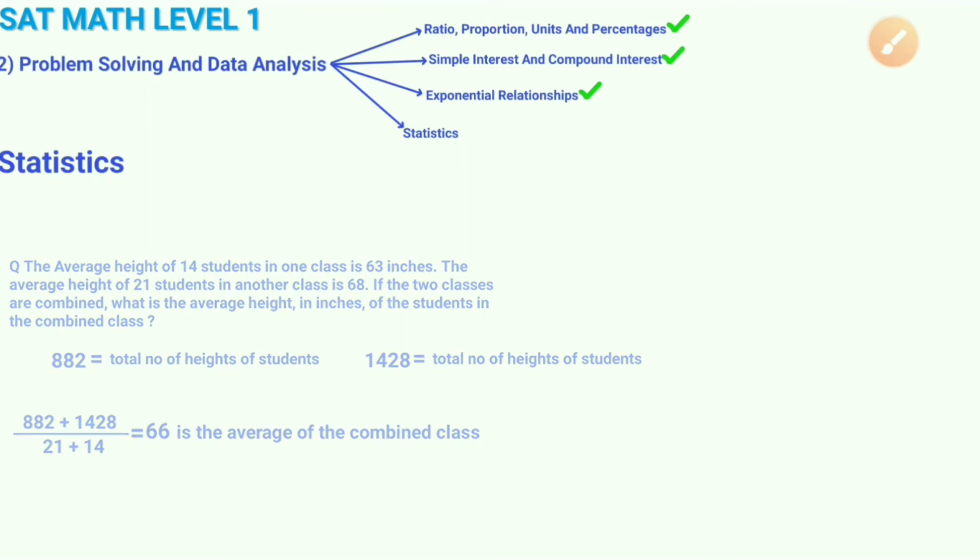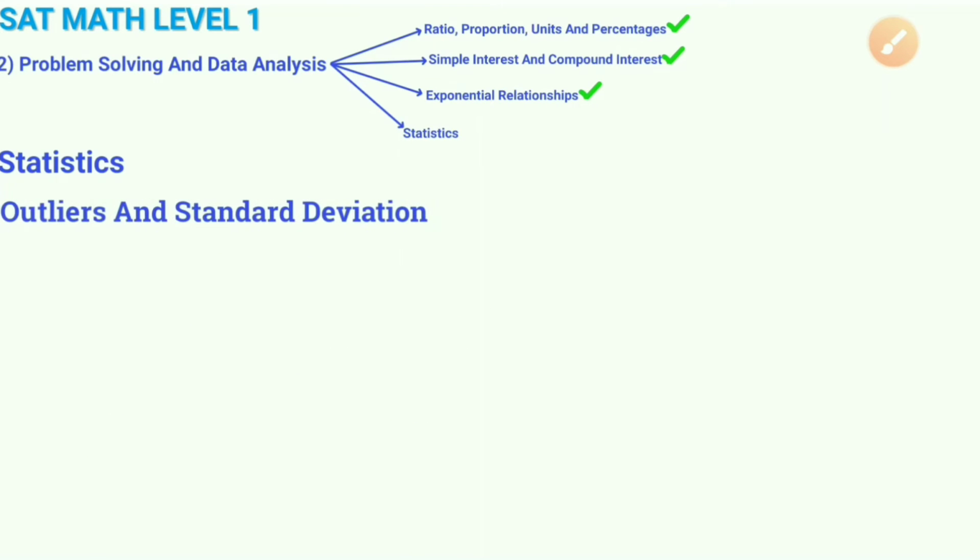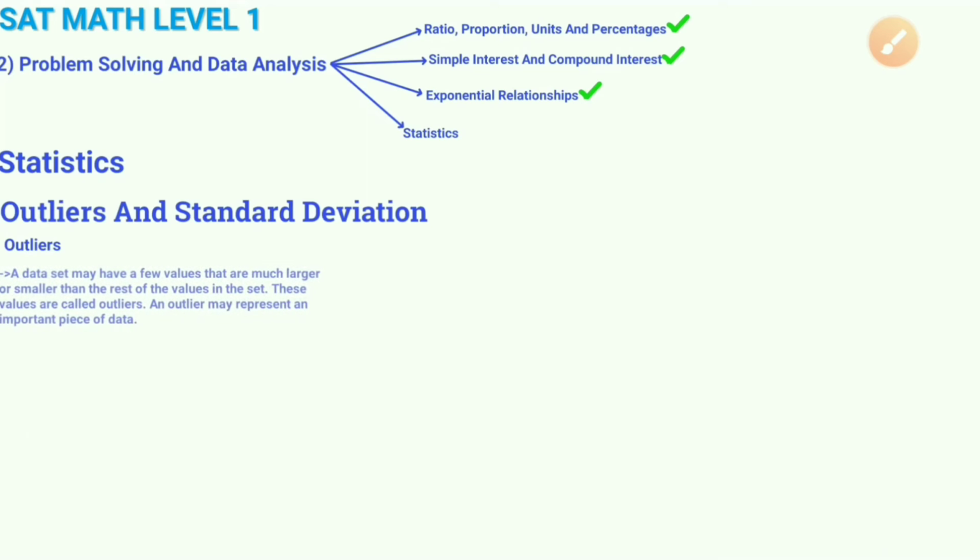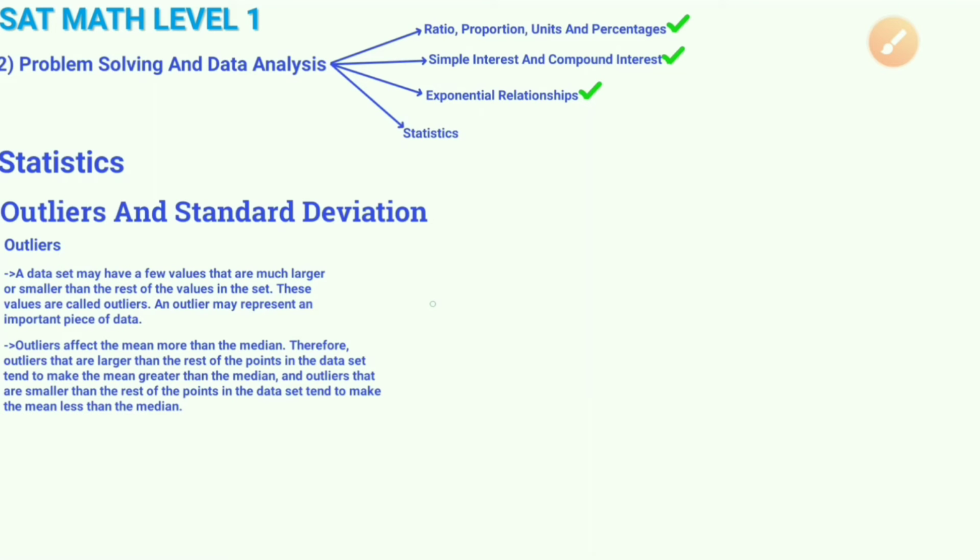is the average height of the combined class. Outliers and standard deviation. Outliers. A data set may have a few values that are much larger or smaller than the rest of the values in the set. These values are called outliers. An outlier may represent an important piece of data. Outliers affect the mean more than the median.